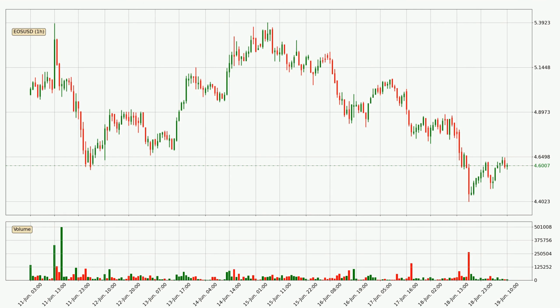Looking at the EOS hourly time frame, the price moved quickly to the downside with around 5.3% in the last 24 hours, with a current price of 4.6. The volume was also high, showing that this move was strong and the sellers are taking over.